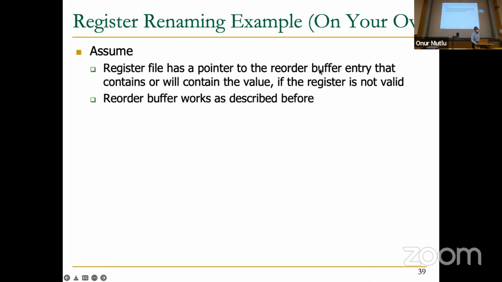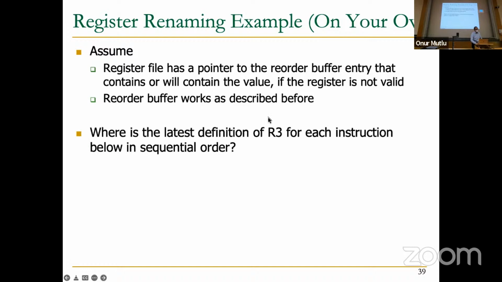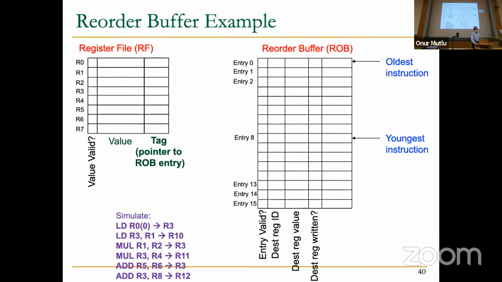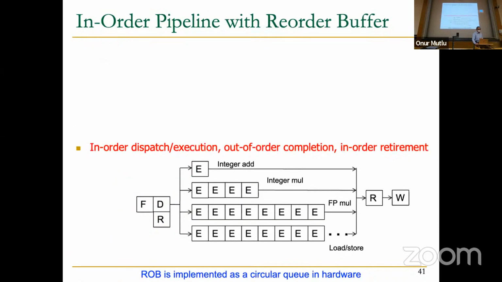The register file has a pointer to the reorder buffer entry that contains or will contain the value if the register is not valid. And then the question is basically, where is the latest definition of R3 for each instruction below in sequential order? This is actually an easy example. We're going to do a more complicated example next week. This is for you to fill in if you're interested. So basically, this completes the picture.